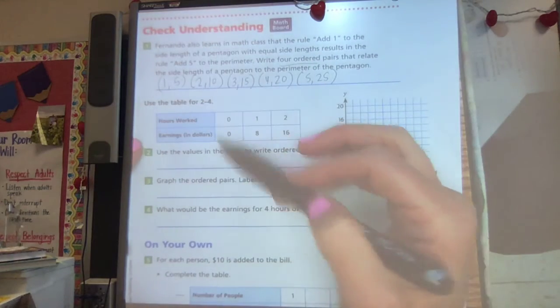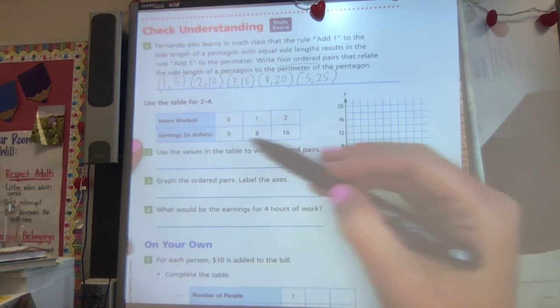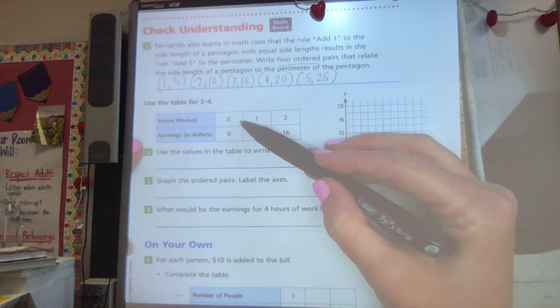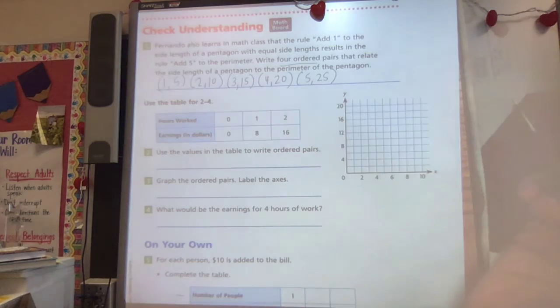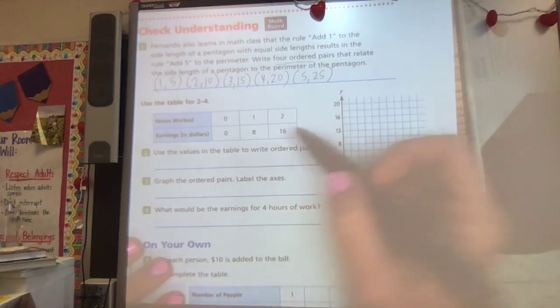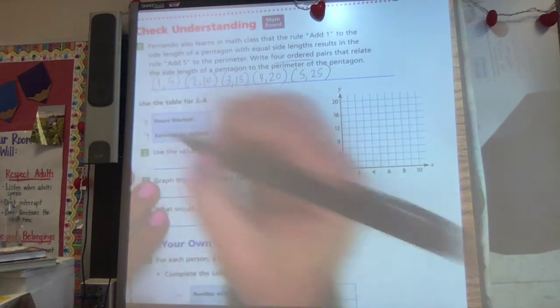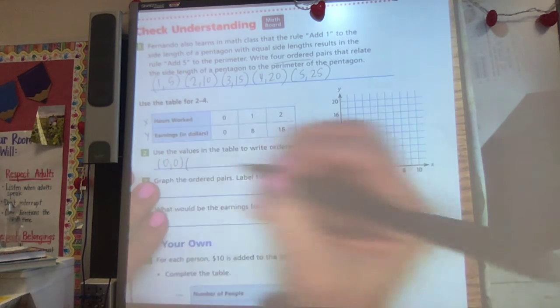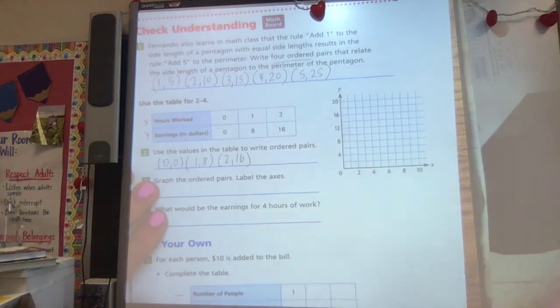Okay, and let's do this one. Use this table. Hours worked and earnings in dollars. So they're making $8 each hour. Use the values in the table to write ordered pairs. We know how to do that. X, Y: 0, 0; 1, 8; 2, 16. Graph the ordered pairs and label the axes. So remember to label them first.